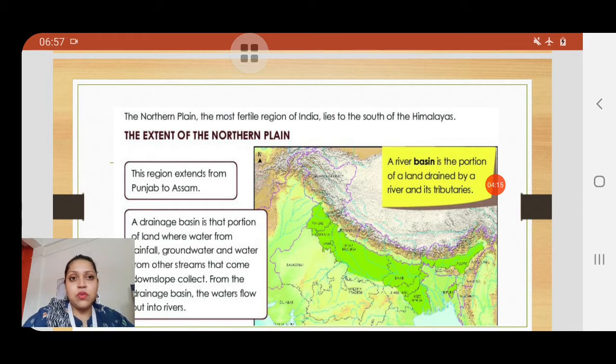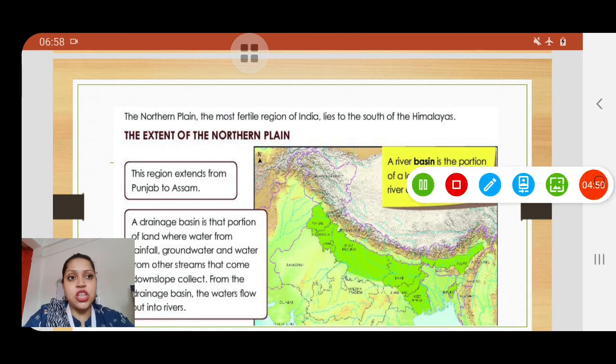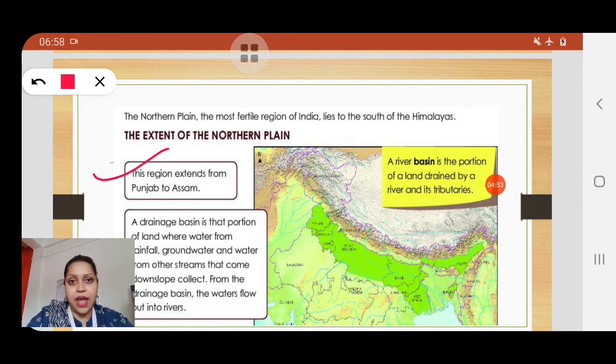The Northern Plain, the most fertile region of India, lies to the south of the Himalayas. When the northern mountains end, after the Shivalik range, first we have the Himadri, the Himachal, and when the Shivalik range ends, what starts? It's the Northern Plain. This green color is the Northern Plain, and this is the northern mountain. When the northern mountain ends, the plain starts. It's given that the region extends from the state of Punjab to Assam.